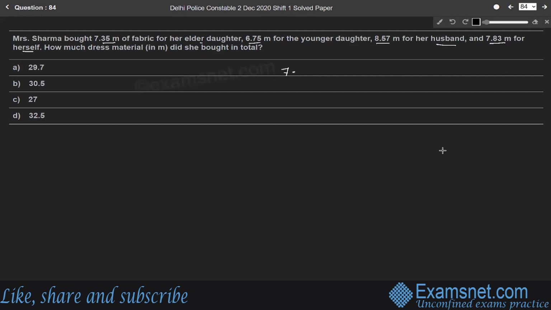So let us write the total amount by adding all these. 6.75 plus 8.57 meters for her husband and 7.83 meters for herself, right? So 10, 20, so 10, 15, 22 plus 3, 25. So here 14, 20, 30. So the total dress material she bought is 30.50 meters. So option B.